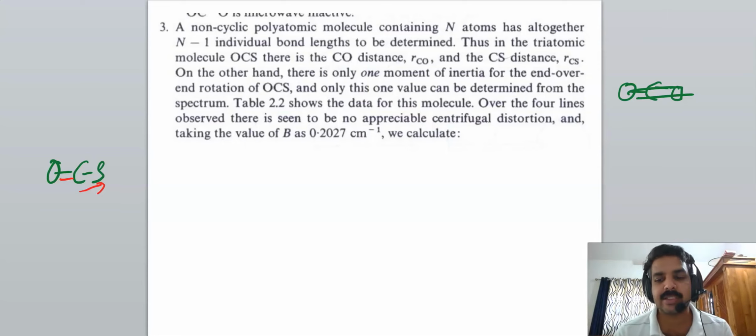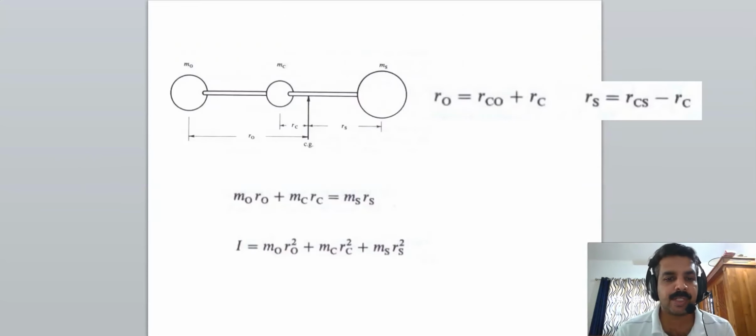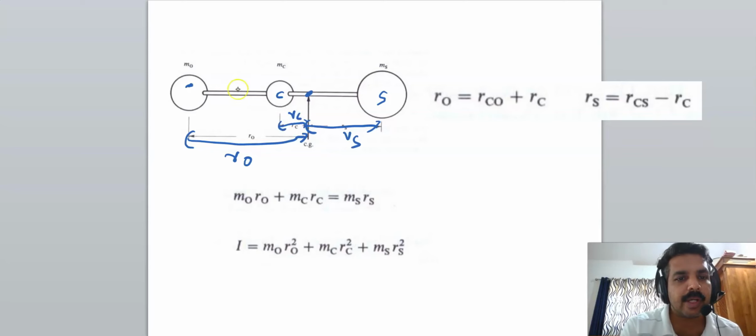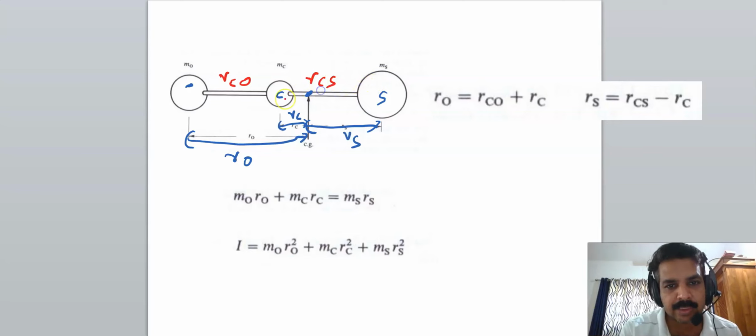But we can solve this case. For example, consider the molecule OCS. This is oxygen, this is carbon and this is sulfur, and this is the center of mass of the molecule. This length is denoted as RO, the length from the center of mass to sulfur is denoted as RS, and from the center of mass to carbon is denoted as RC. This is a bond length, which we denote RCO, and this is the bond length between carbon and sulfur, RCS.